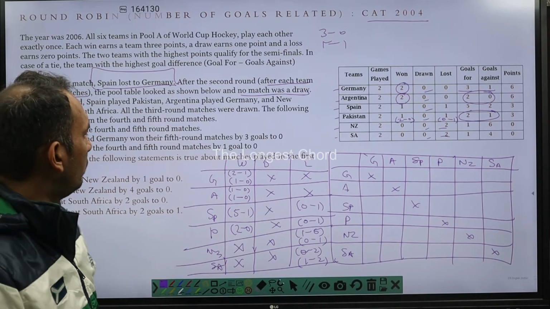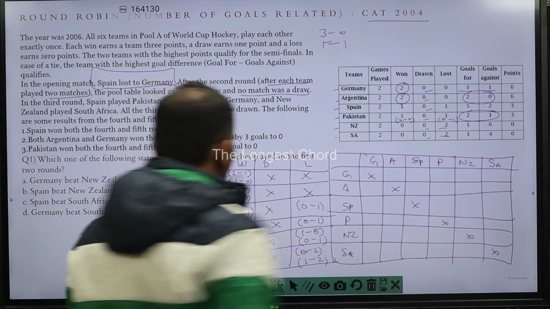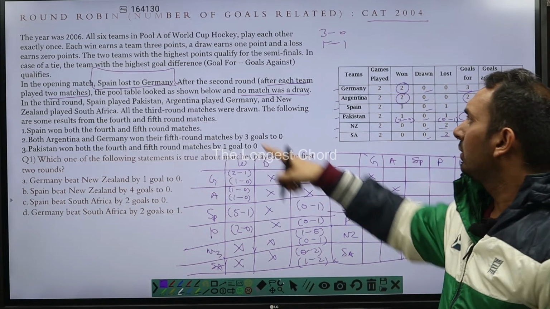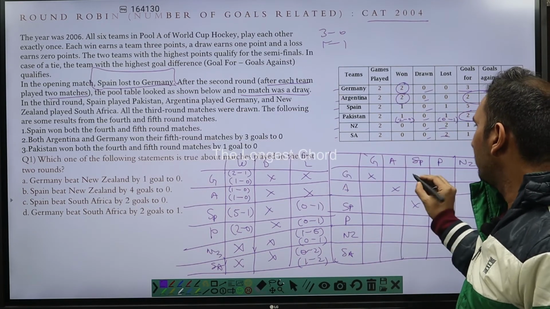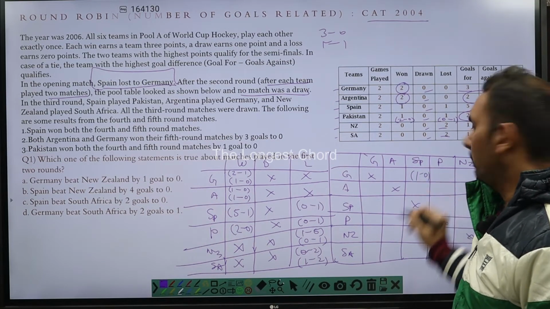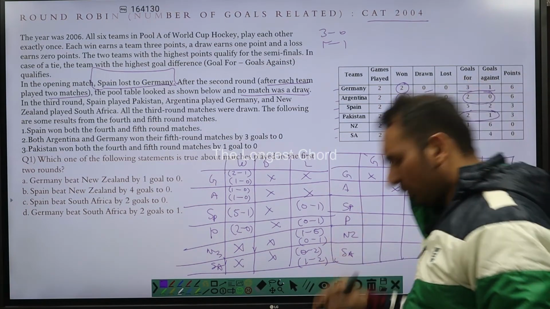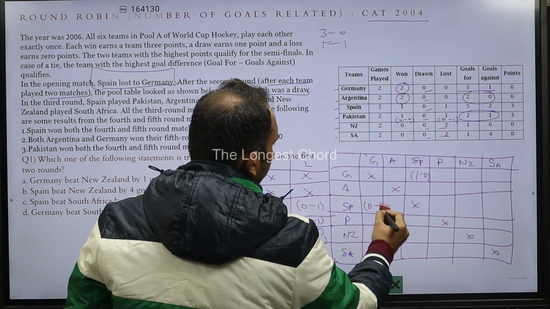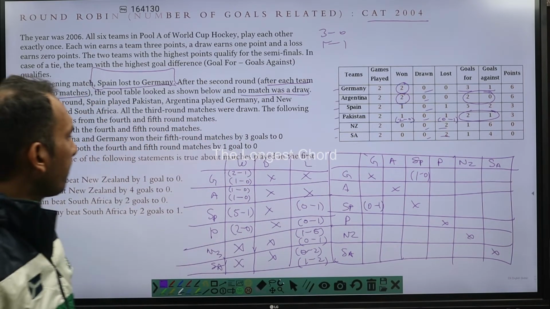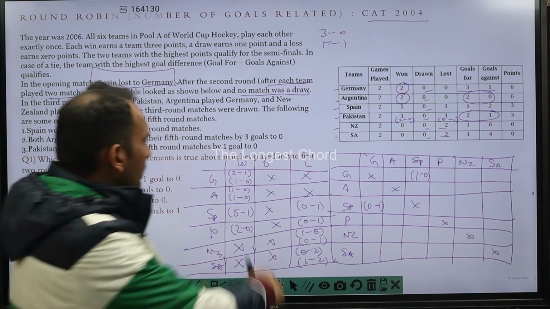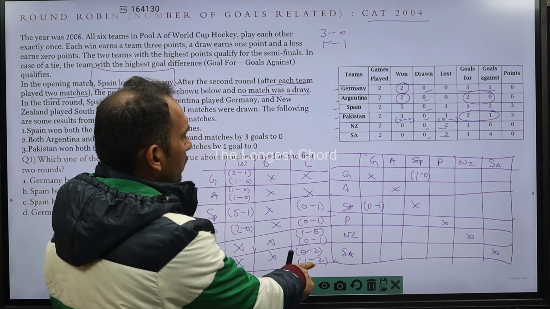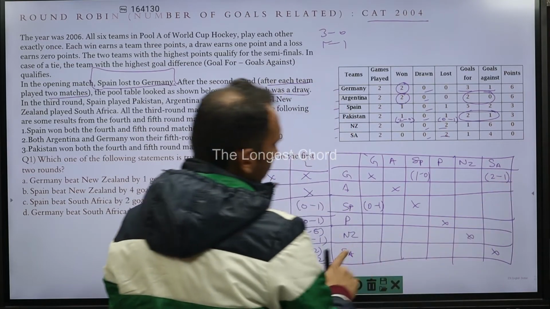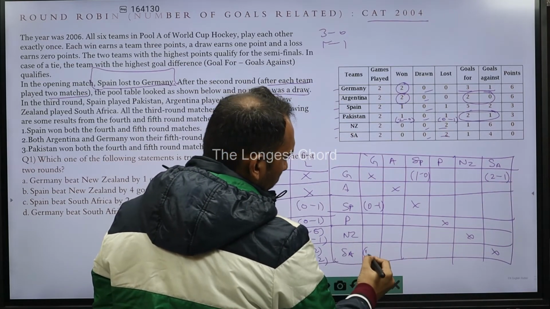So now we shall try to fill in who is beating whom. Can we say that definitely Spain lost to Germany, Germany defeated Spain, so that is 1-0, or we can say that Spain lost to Germany, so that will be 0-1. So Spain to Germany will be 0-1. Now Germany, definitely there is only 1-2, so it is definitely defeating South Africa, that is 2-1. So Germany is defeating South Africa 2-1, or we can say that South Africa is getting defeated by Germany 1-2.